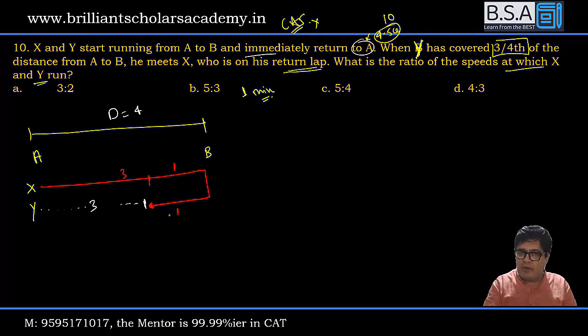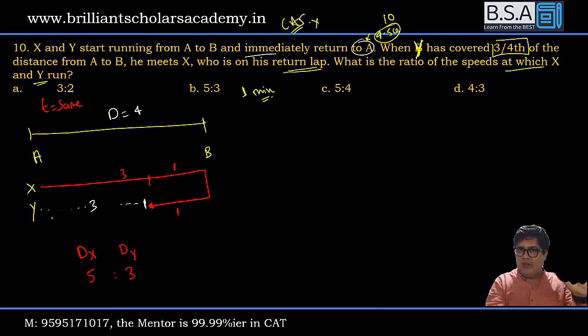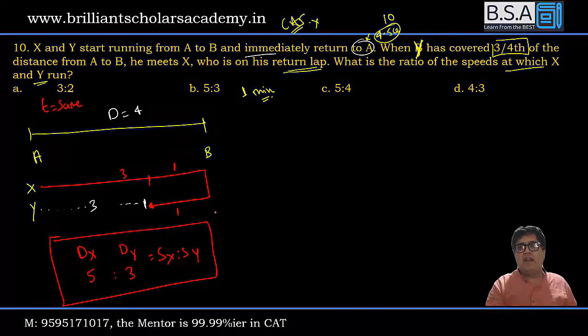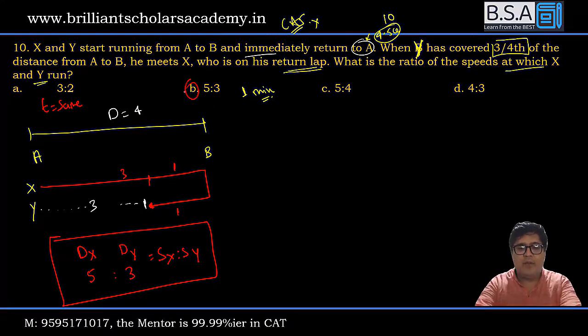So here if you observe, the total distance traveled by X is 5 units and distance by Y is 3 units when the time is same, because they start together, they keep on traveling. The time is same, distance becomes the speed. So the speed ratio of X and Y is 5/3.